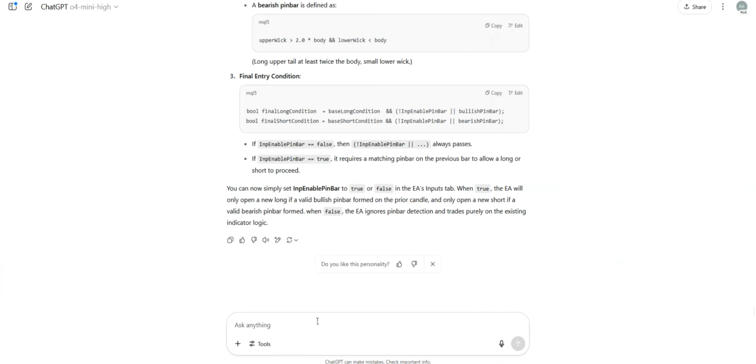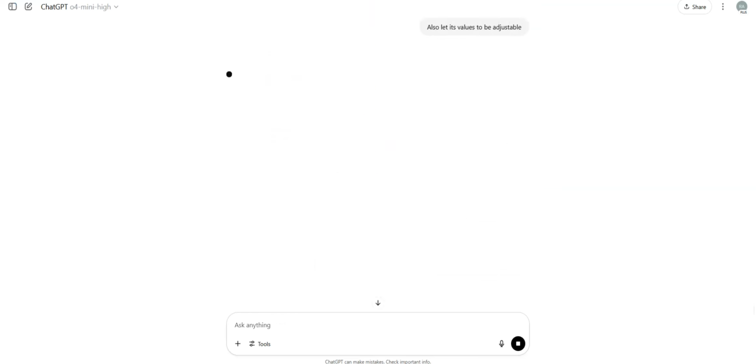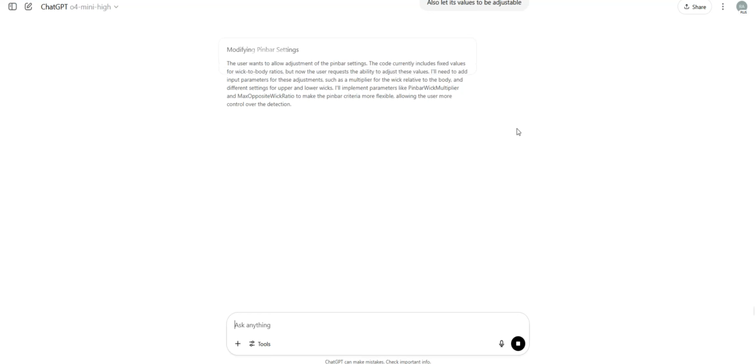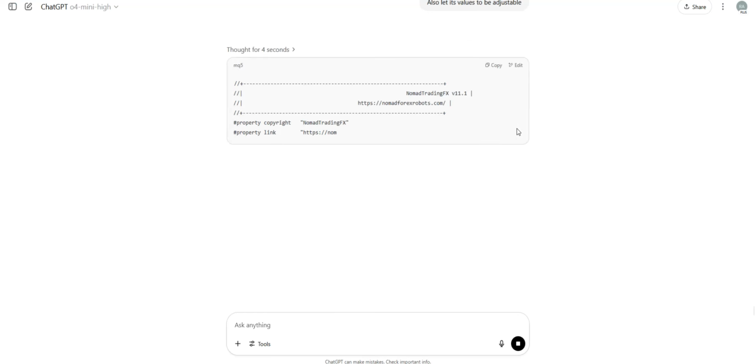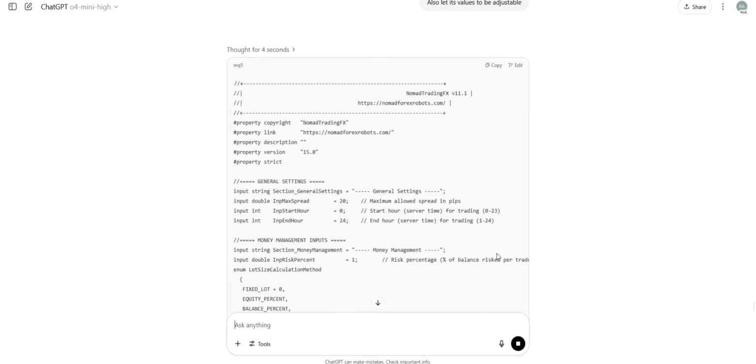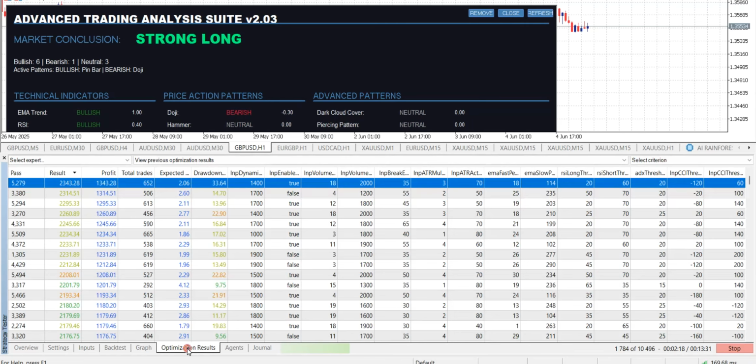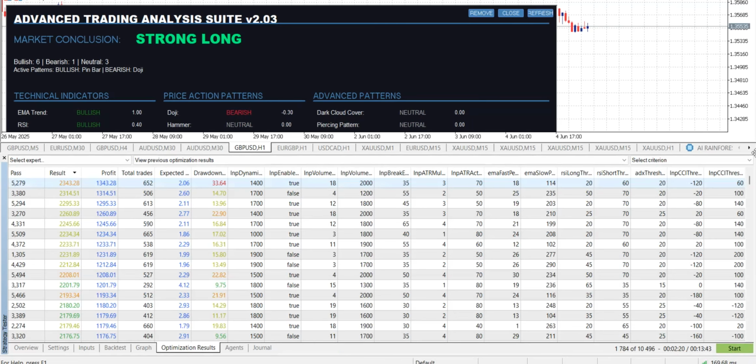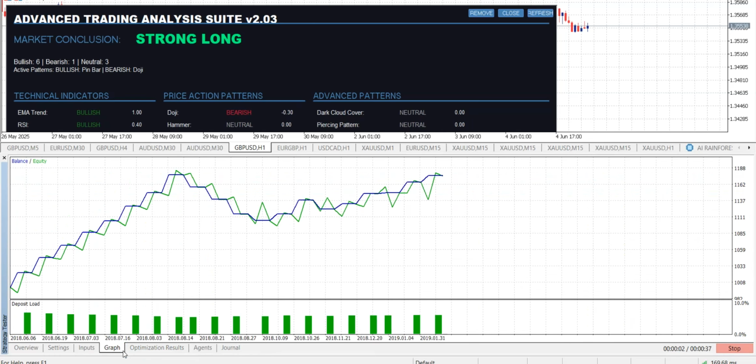we can't just go, because we have to do something, and that is to let its values be adjustable. So we want to be able to adjust its parameters, I mean the Pinbar parameters. Yes, exactly. I think it's enough. I don't want to go further, because many times if you go further you are going to over optimize.